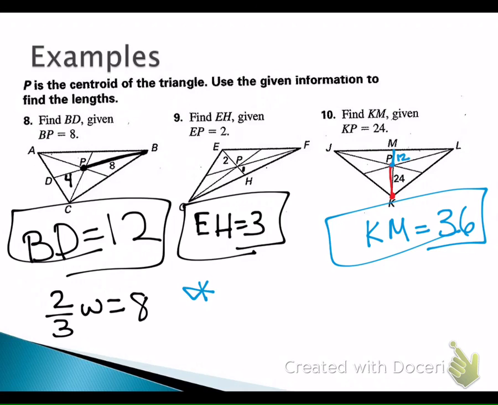Let's summarize this. So today we learned what? We learned about, we'll call it medians is the first thing we learned. So medians and centroids. Good.